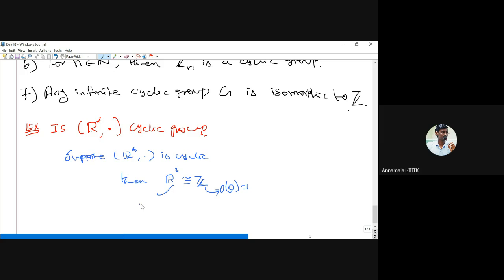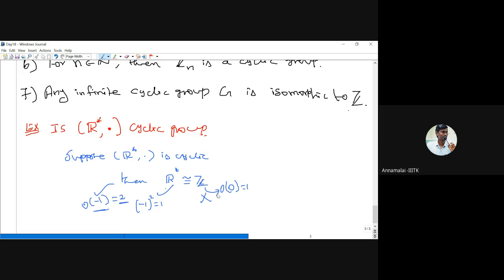Now look at -1. So -1 squared is 1. Therefore, the order of -1 should be 2, because the power of -1 that gives 1 is 2. Therefore, the order of the element -1 is 2. So R star contains an element whose order is 2. But Z does not contain any element whose order is 2.